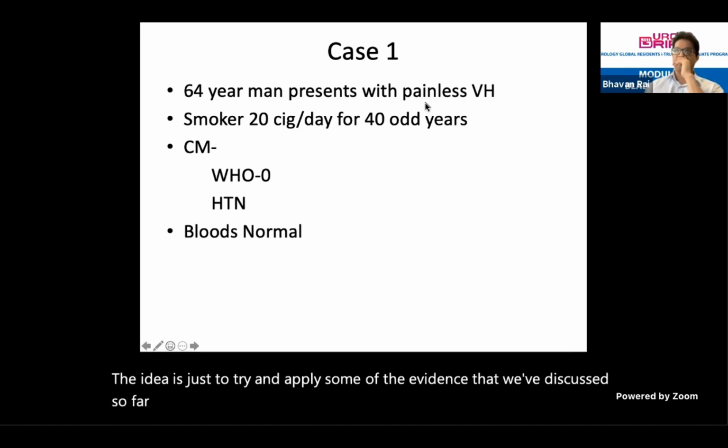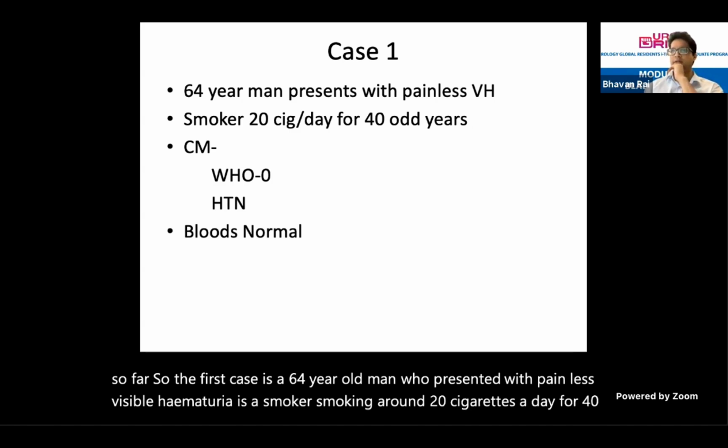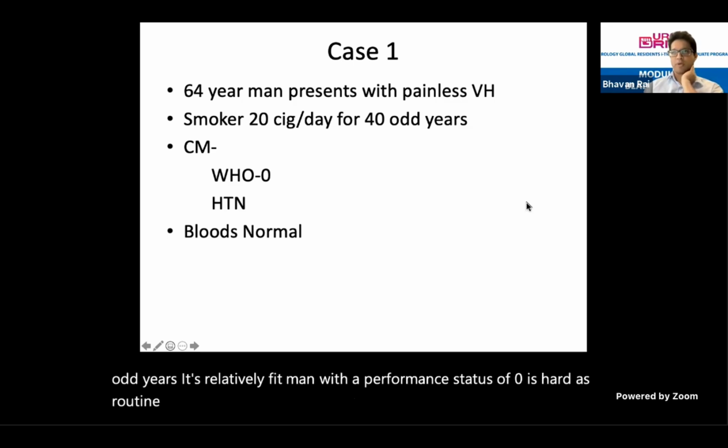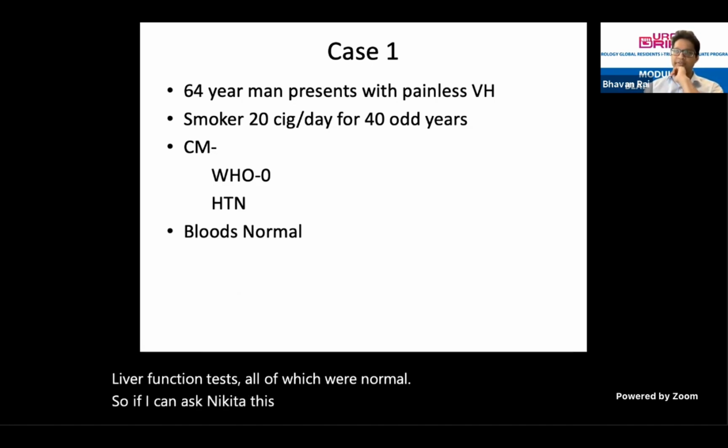So the first case is a 64-year-old man who presented with painless visible hematuria. He's a smoker, smoking around 20 cigarettes a day for 40 odd years. It's a relatively fit man with a performance status of 0. He's had his routine bloods done, which includes a full blood count, U&Es or renal function test, and his liver function test, all of which were normal. If I can ask Nikita, how would you investigate this patient?